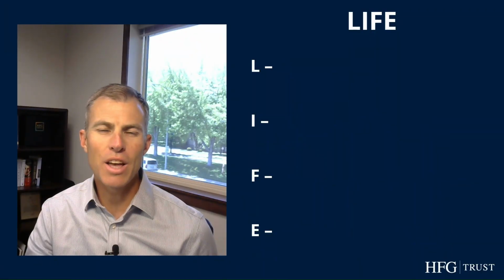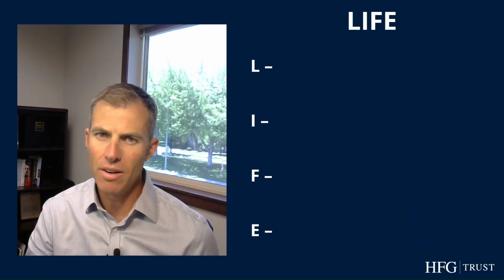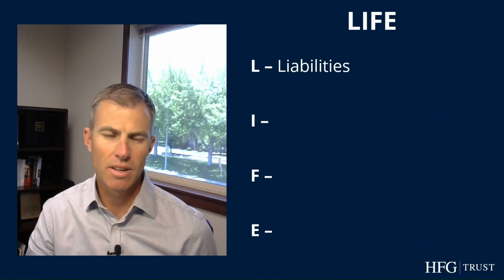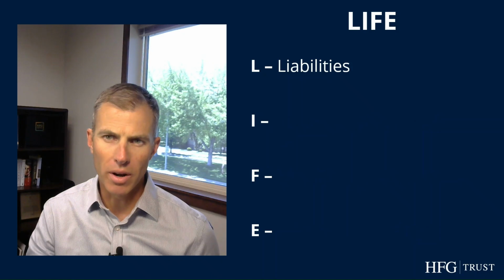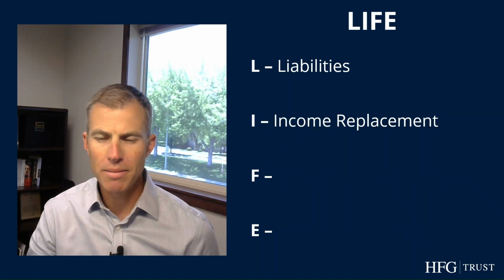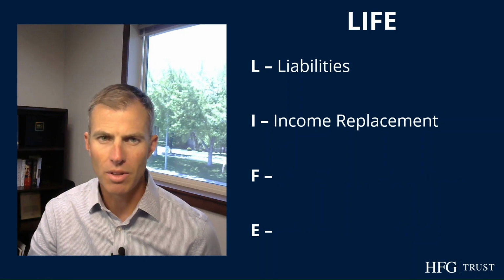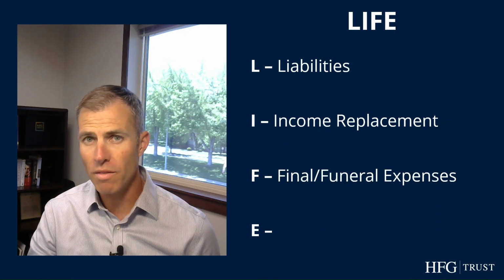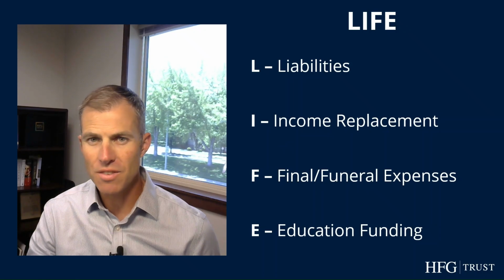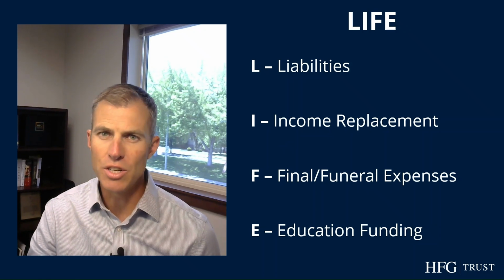It involves adding up multiple components starting with the letter L, which stands for liabilities. This is primarily going to be your mortgage. I stands for income replacement. For this, you might multiply your annual income by 10, for example. F stands for final or funeral expenses, and the E stands for education funding for any children.